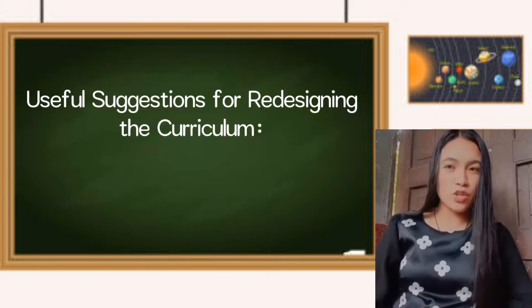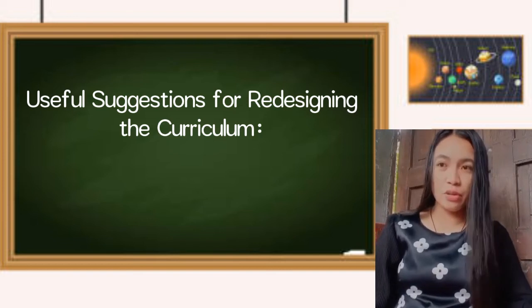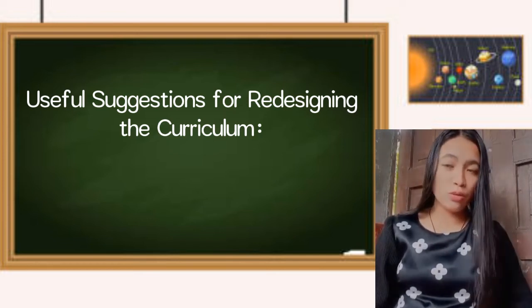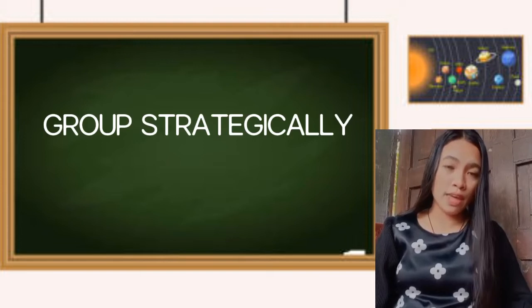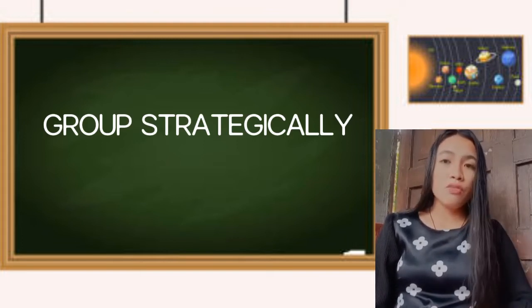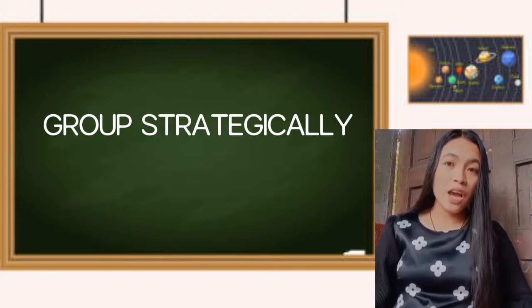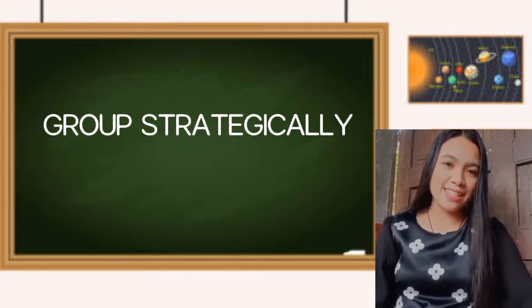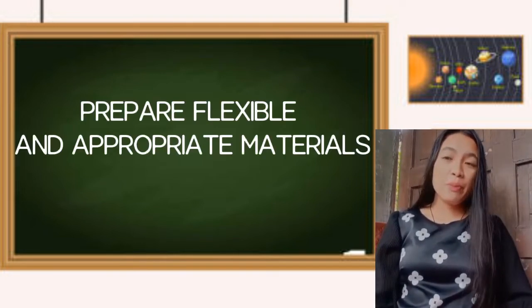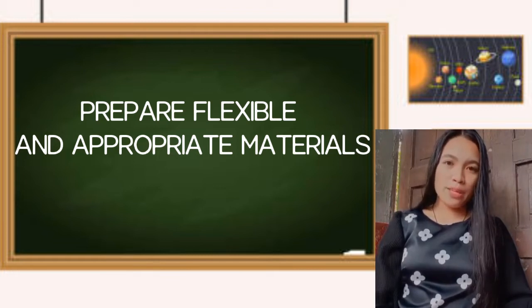Now, let's proceed to useful suggestions for designing the curriculum. First, you have to group them strategically. For some activities, divide your students into mixed ability groups. This will encourage students of different backgrounds to include each other in their work. You may then want to group students by age or grade for skill subjects such as reading, writing, arithmetic, and science.